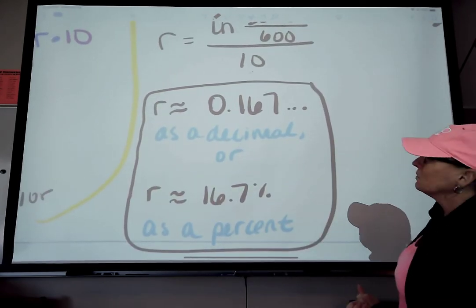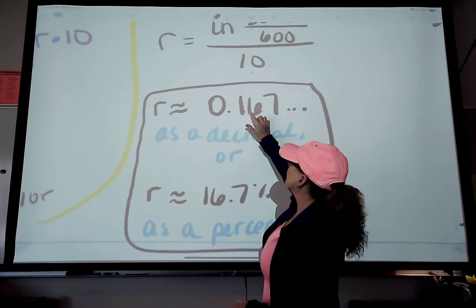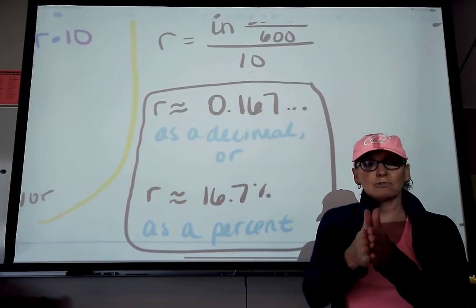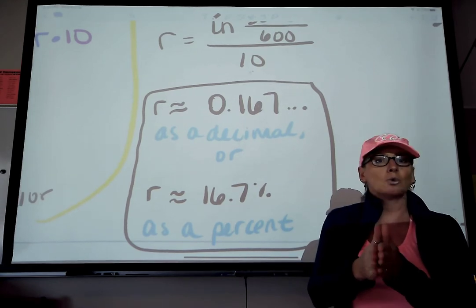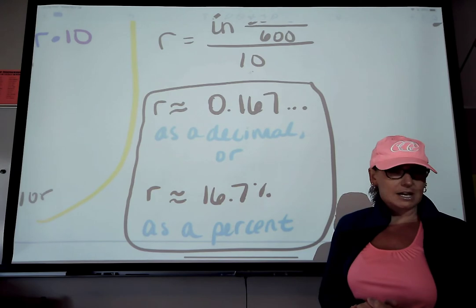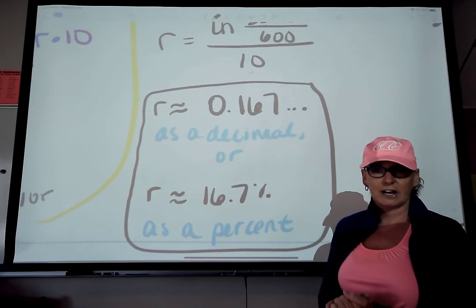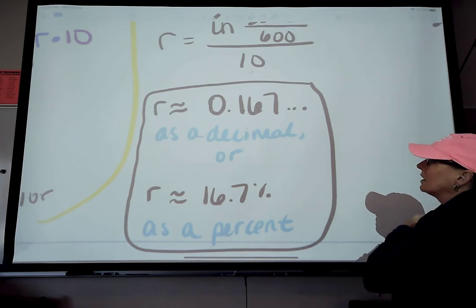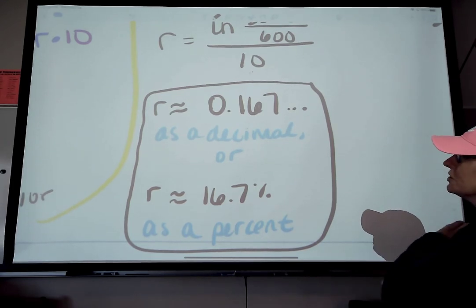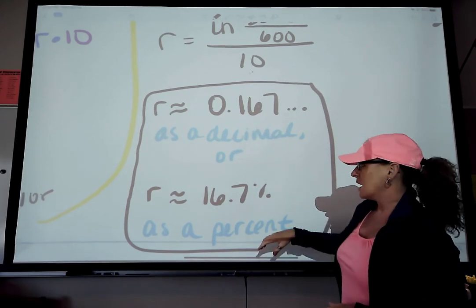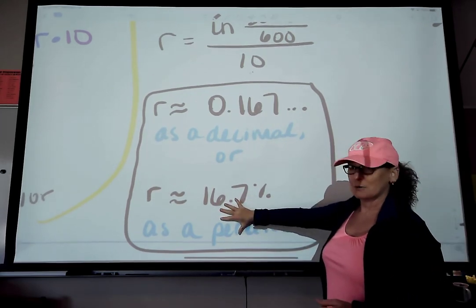As a decimal, the rate is 0.167 something, something, something. That number should be on your calculator right now. Store it. I think I've shown you how to store things on your calculator. If I haven't, be sure and ask me in class how to store it. So store that in your calculator. This is our rate as a decimal. This is our rate as a percent.